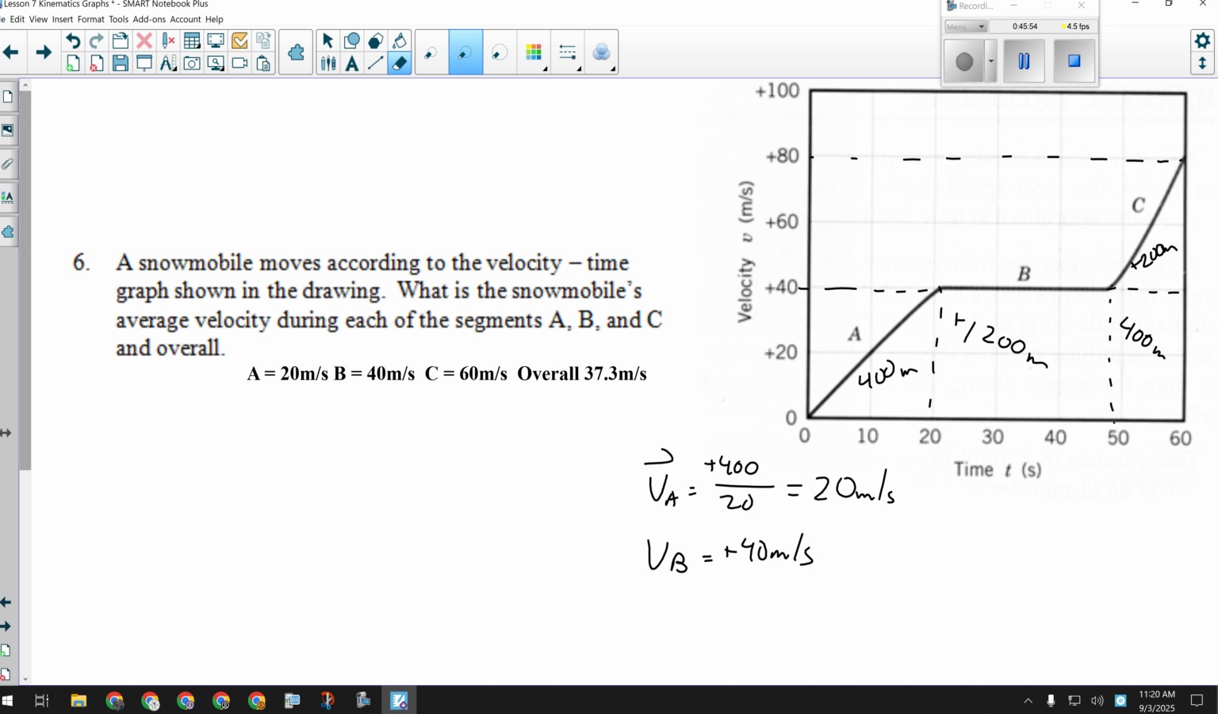Okay, now same thing for this one here. Okay, this one here, it increases from 40 to 80. So that would mean that the average velocity would be halfway in between would be my thought, right? Between 40 and 80, halfway in between should be 60.